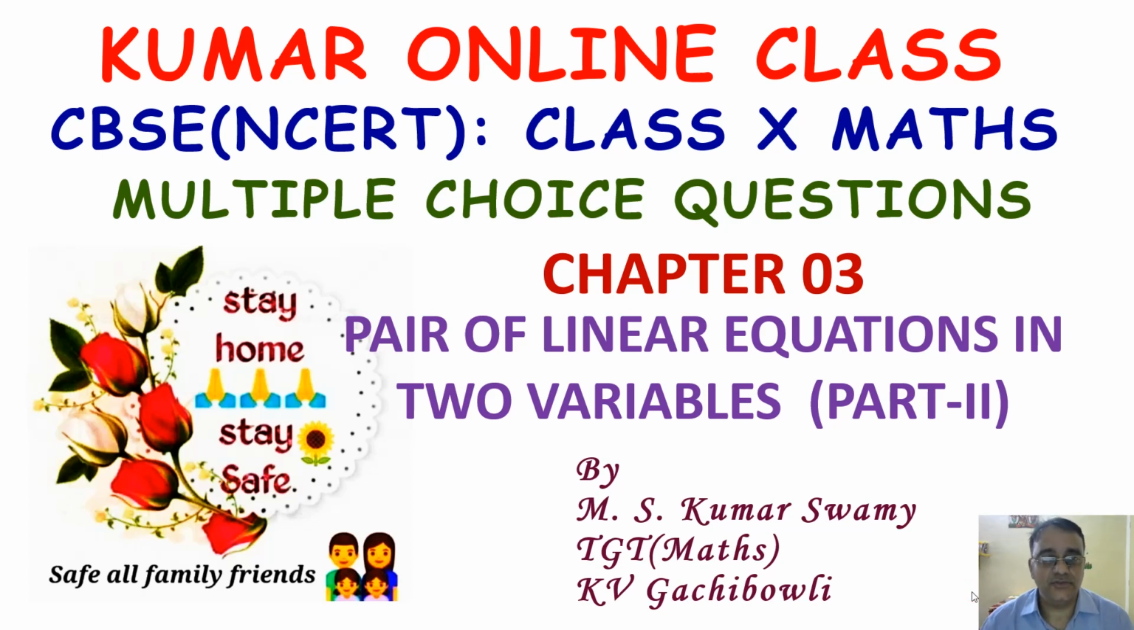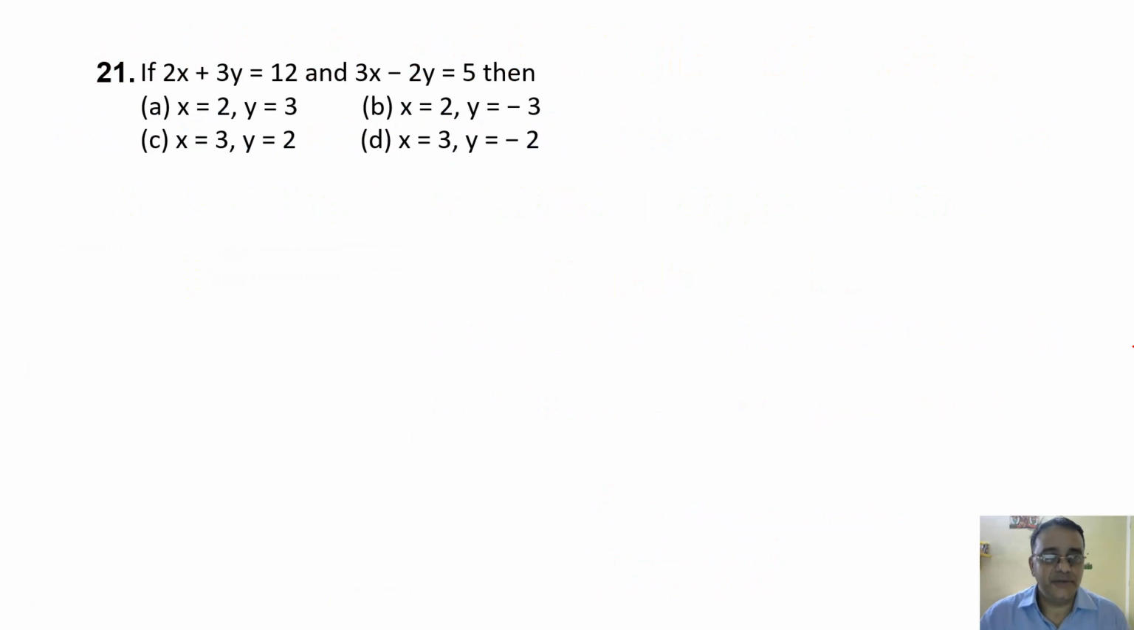Let us start the session. Today we are going to do multiple choice questions from chapter number 3, pair of linear equations in two variables, part 2. So we are going to complete another set of 20 questions, 21 to 40. So let us start question number 21.